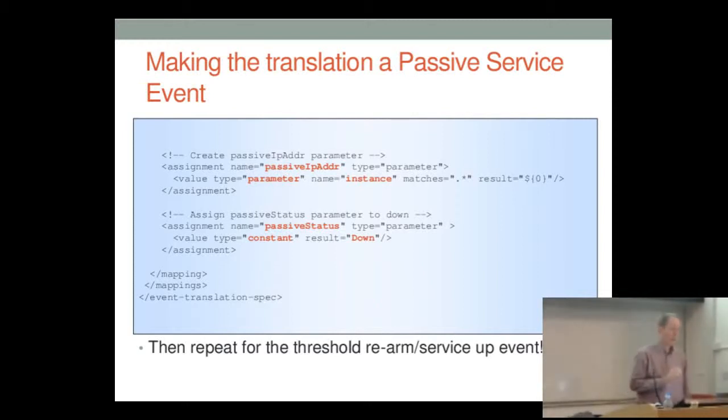We've got another one that looks for the passive IP address and pulls that, and then the last one sets a constant. Because this is a falling service, it sets the passive status to down. And then you would repeat that whole thing for the rising or the up event.